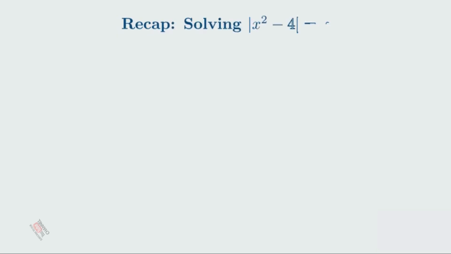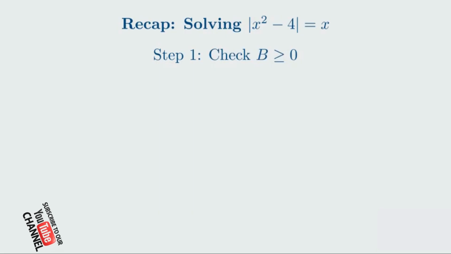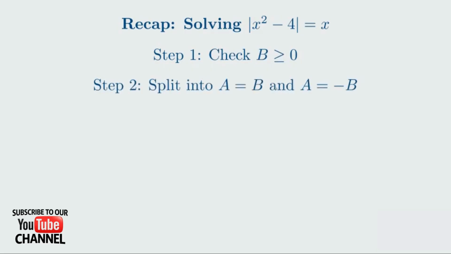Let's quickly recap what we've learned and the steps we took to solve this problem. First, when solving an absolute value equation like absolute value of a equals b, always start by checking that the expression b on the right side is greater than or equal to 0. If it isn't, there are no real solutions. Second, split the equation into two separate equations, a equals b and a equals negative b.